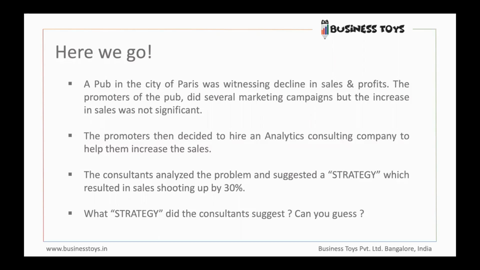Now, comparison with the other pubs. There are 8 pubs in the vicinity of the same pub, and all the 8 pubs are doing good except for this pub, despite having such good infrastructure and such good facilities inside the pub. It's one of the best pubs in that particular area, but the sales and the profit are declining. So what do you think? What could be the strategy?